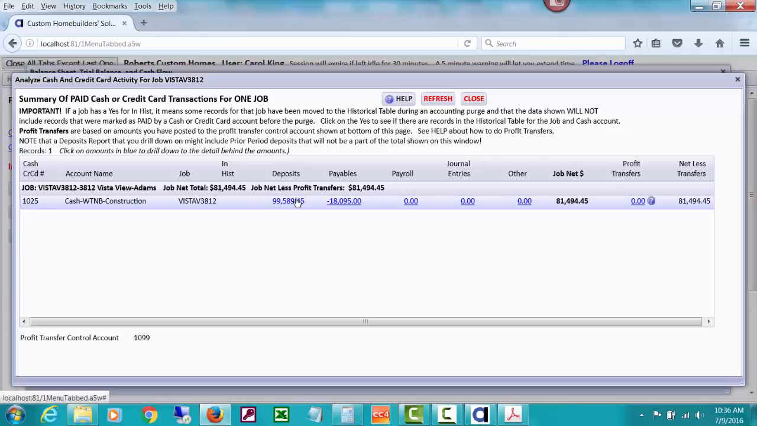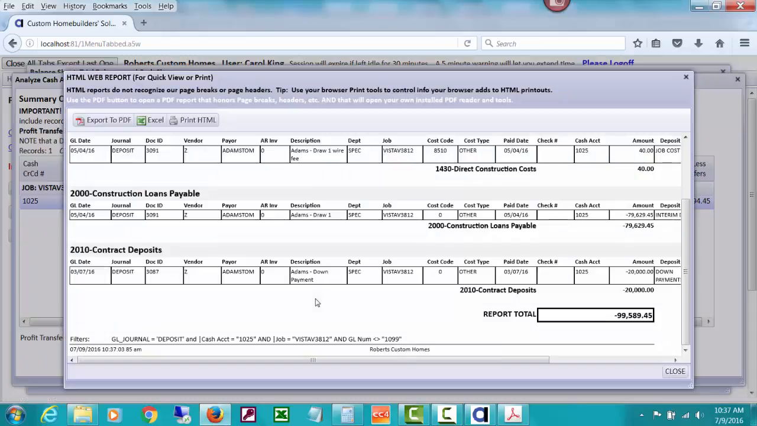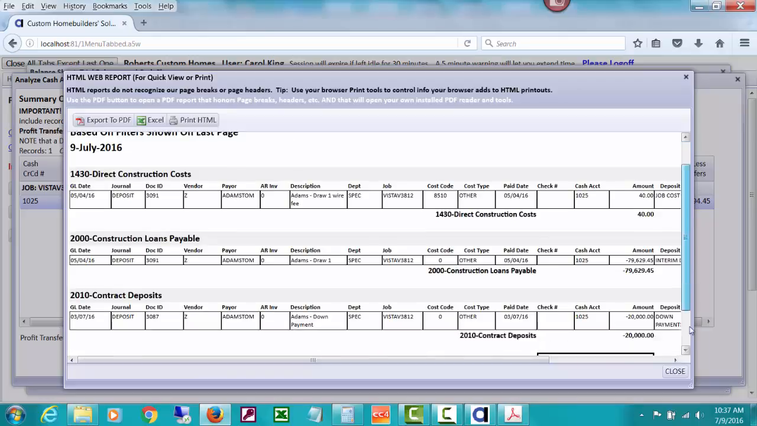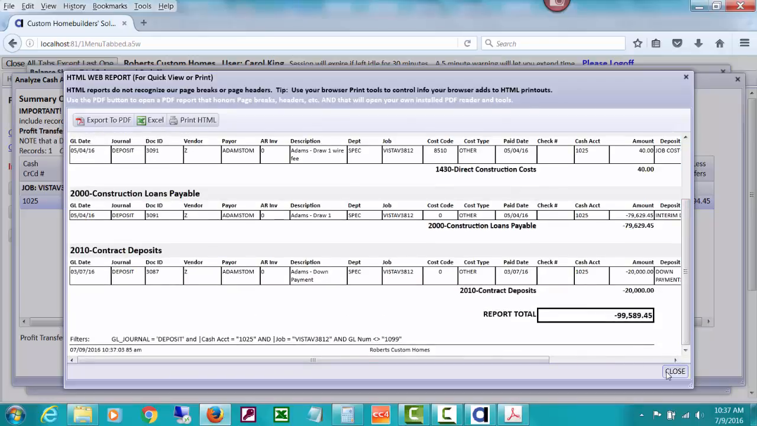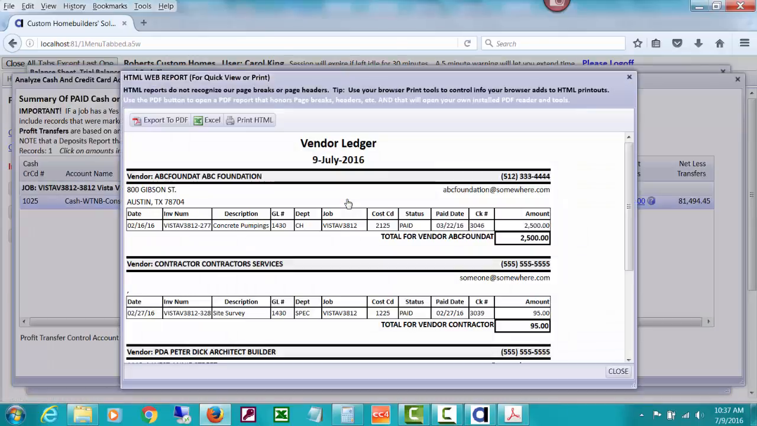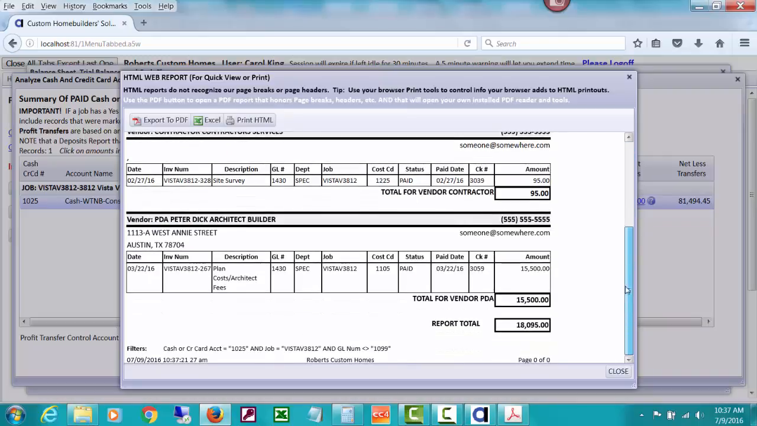And you'll be able to drill down to all deposits that have been posted for that job to that bank account and get a good wide report that shows you all kinds of detail about the deposits and the GL accounts that they were posted to, and gives you a total deposits report. And then you can also drill down to what's actually been paid in payables. In other words, they were paid, there were check numbers on them, so you can see the detail of what's actually been paid out.